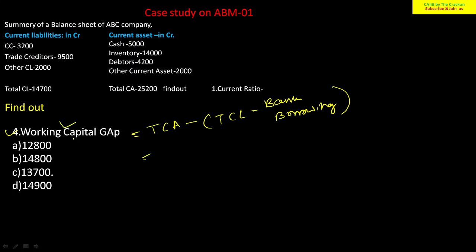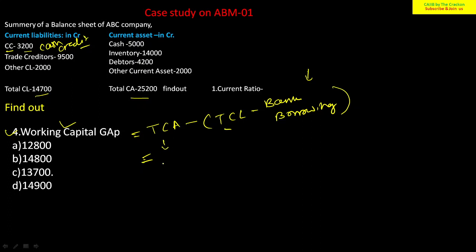working capital gap, right? So see here, total current asset is 25,200, total current liability is 14,700, and what is the value of bank borrowing? Bank borrowing means the customer has borrowed some credits from the bank, right? So what is CC? CC is cash credit, as I have mentioned. Cash credit means that has been given by the banks, right? So we need to subtract this amount from the total current liability.